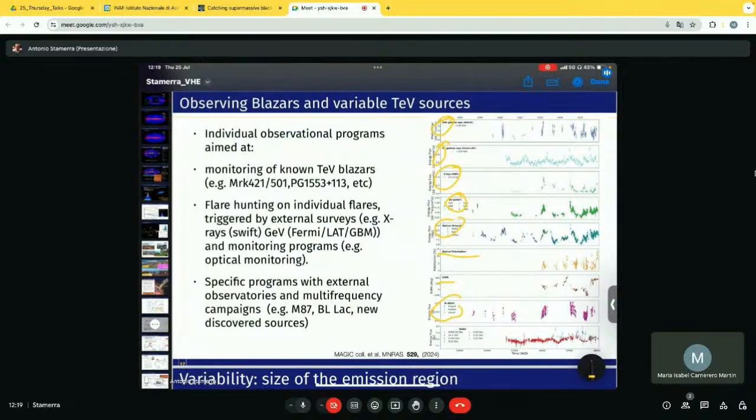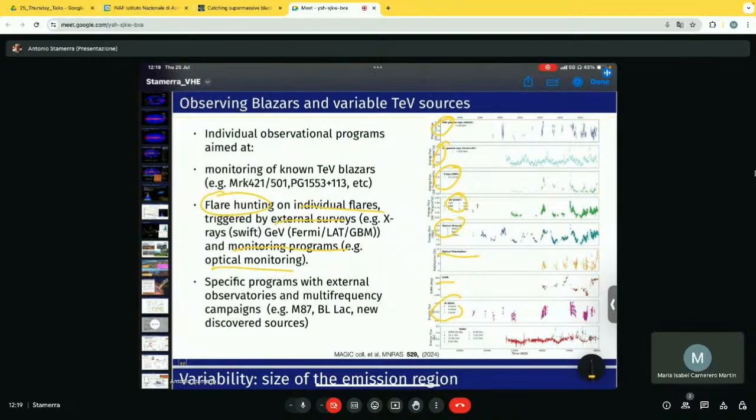And what we do is usually we need to monitor the TeV blazars, and this is done at different wavelengths. And also what we need is hunting of flares. To do that, the current telescopes are pointed instruments with a small field of view of a few square degrees, to detect individual flares. We need surveys, for example X-ray or gamma-ray surveys, but also monitoring programs. And of course, LSST here will be a key instrument.